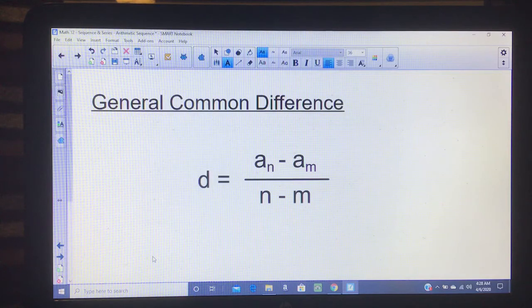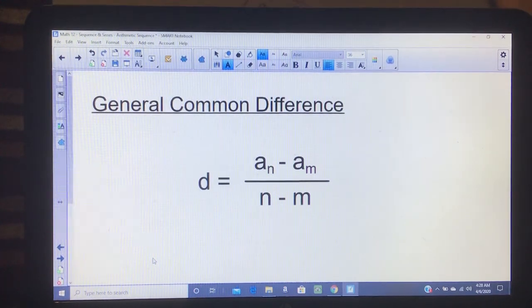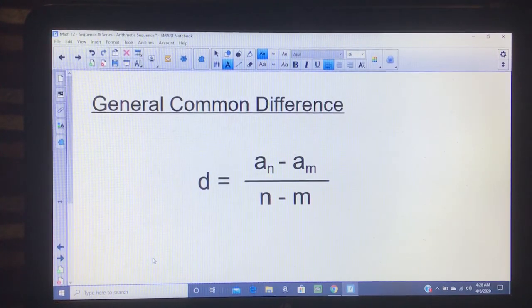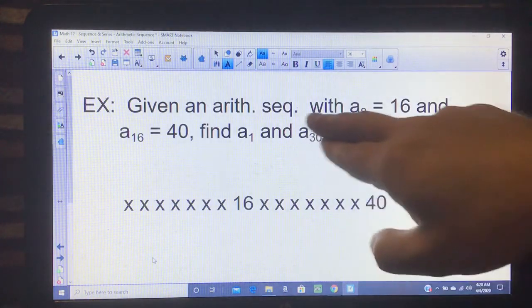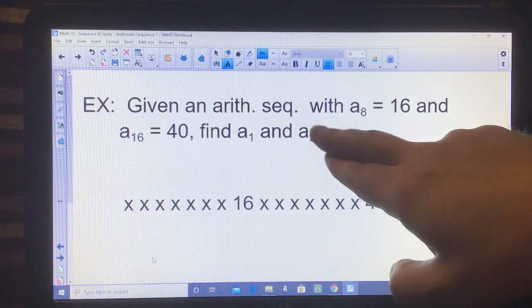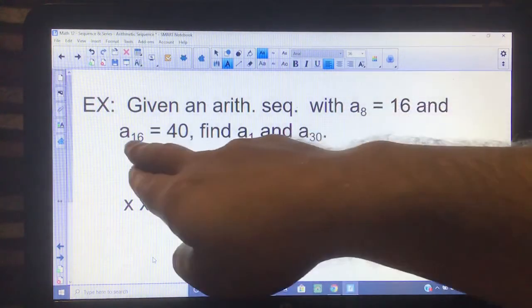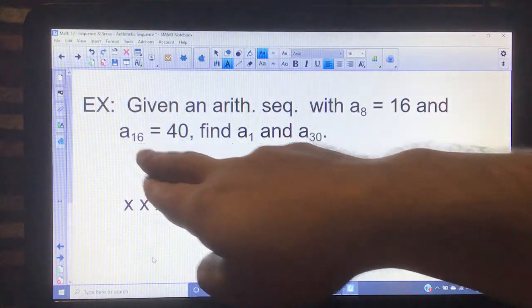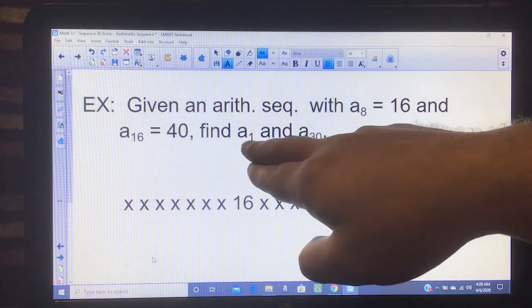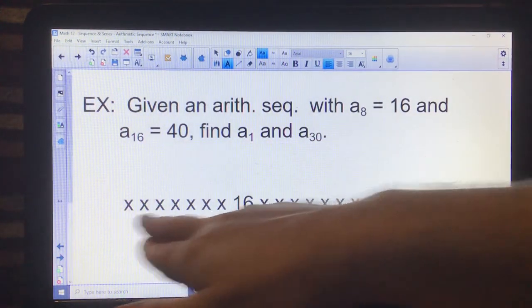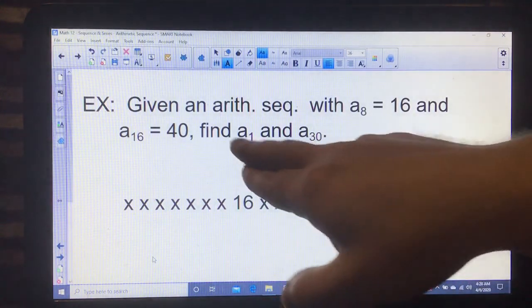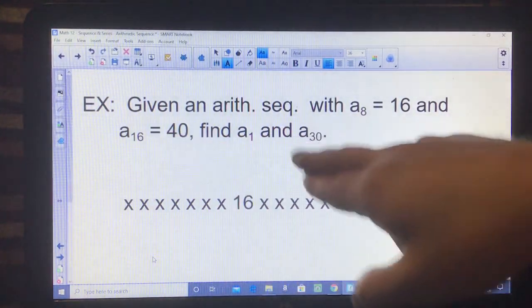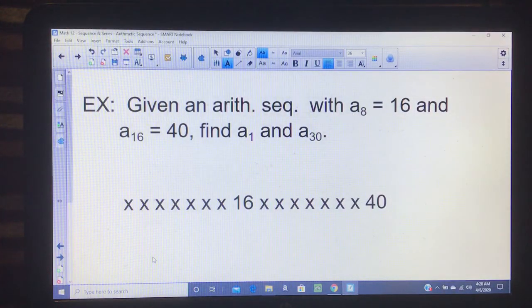On the work for that one, I'll show you the full thing, and we'll be able to answer this question. So what's a sub 30 as my end answer? I'm going to start by finding the common difference using that formula. Then I'm going to show you how you can find a sub 1. How do I find that first term without having to jump backwards so many times? And then finally, once we know a sub 1 and the common difference, we'll be able to find a sub 30. So here's the work.